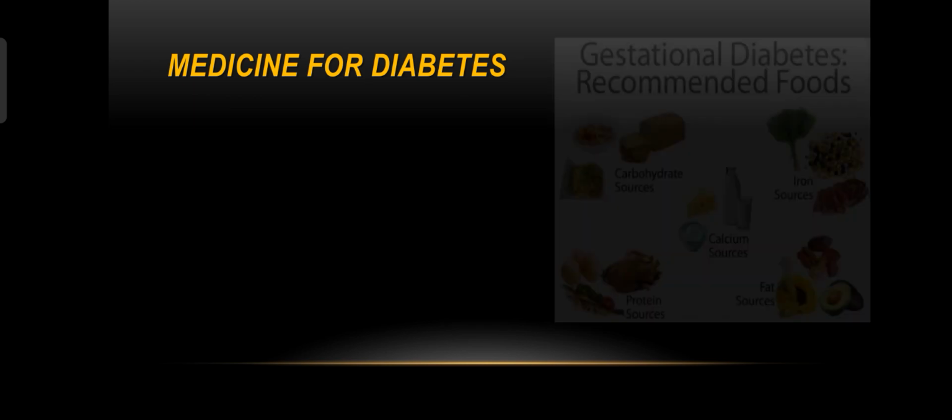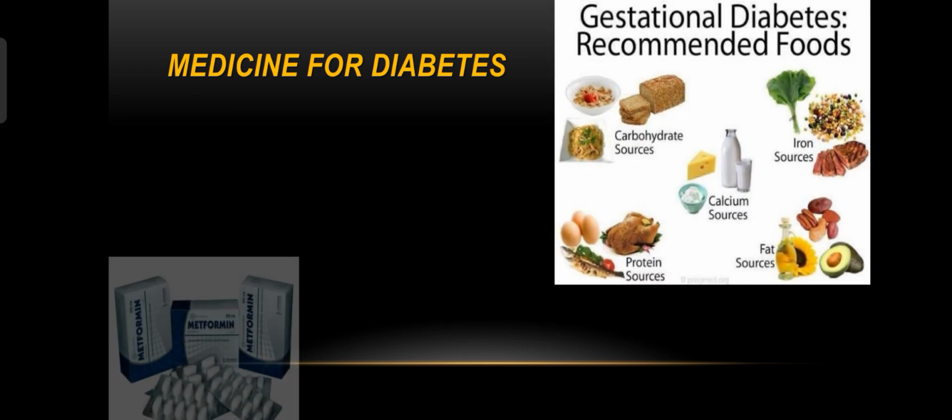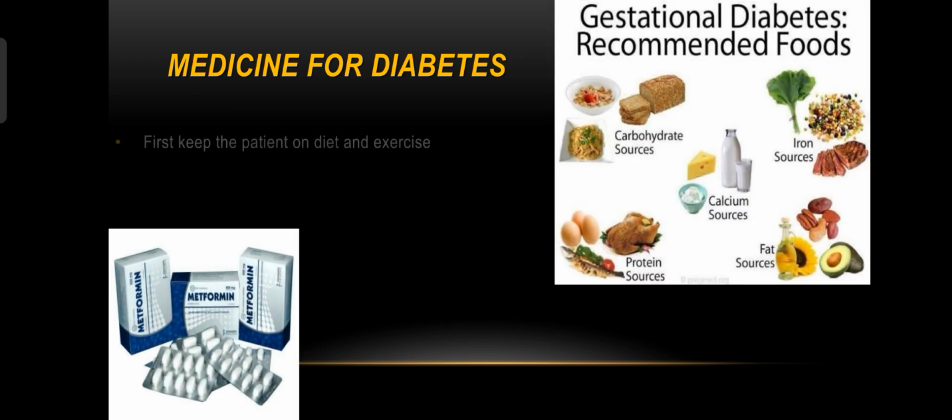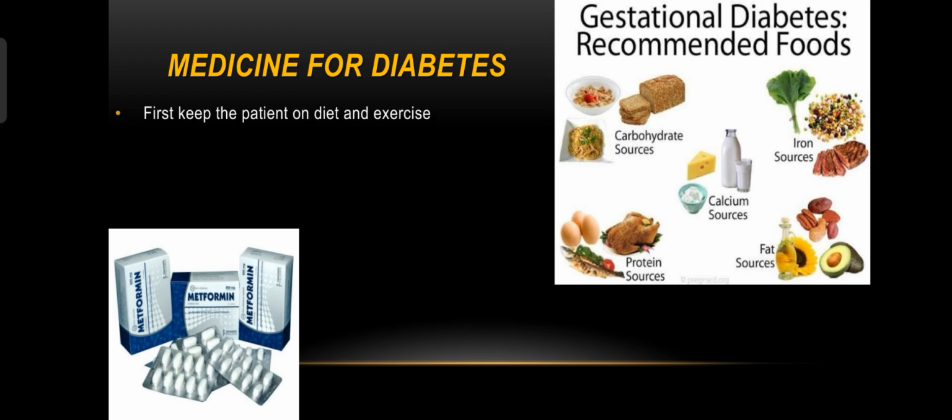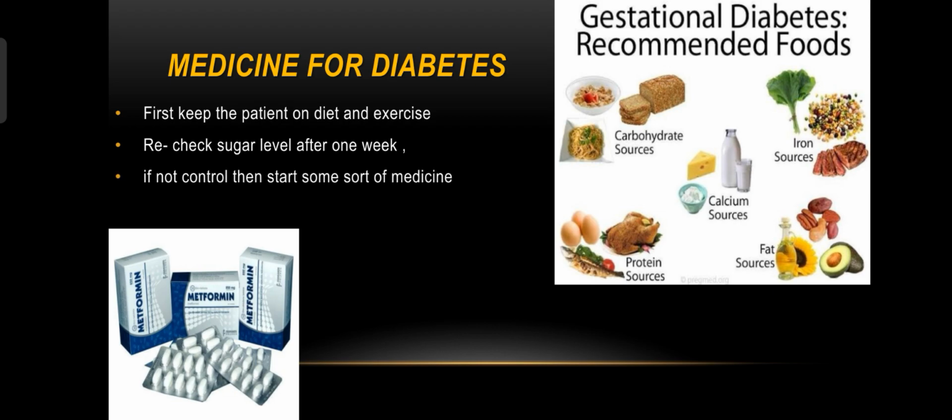Medicines for diabetes. First, keep the patient on diet and exercise. Recheck sugar levels after 1 week. If not controlled, then start some sort of medicine.